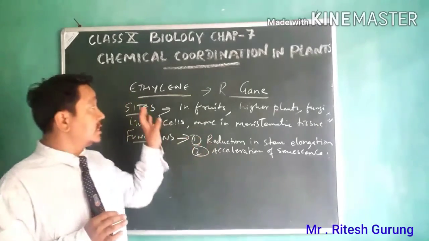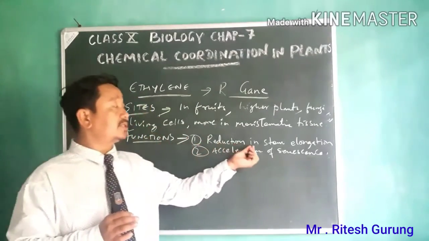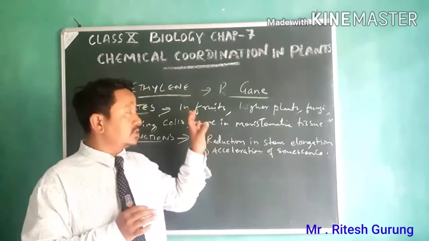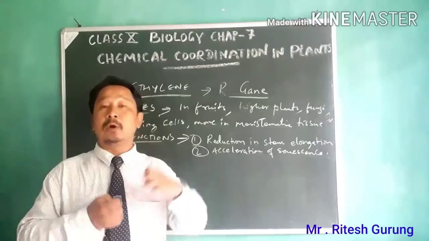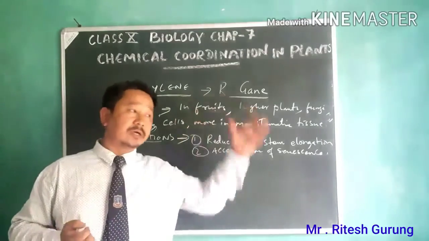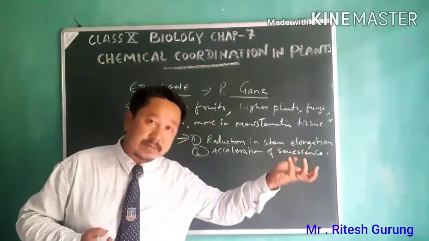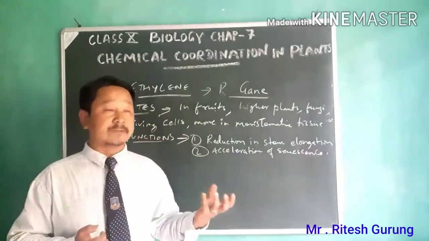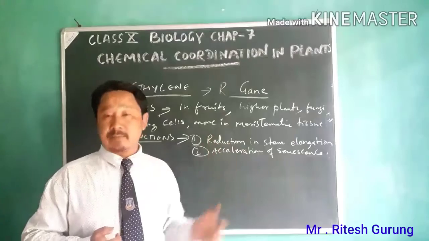So in this case, ethylene is there, which reduces the stem elongation. Under the influence of this one, the stem will not be elongated, because there are other hormones which promote stem elongation, but this hormone acts just the opposite. That means it stops the stem elongation.